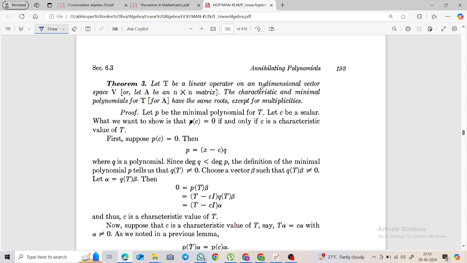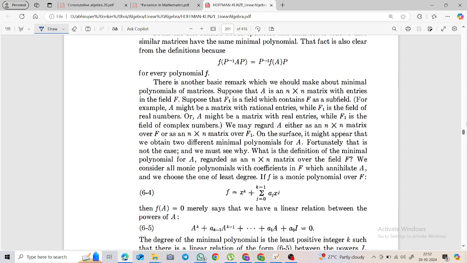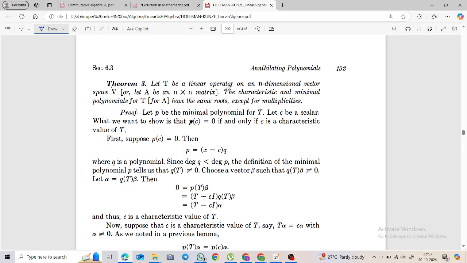Let T be a linear operator. Theorem 2 I think we did in the last class. Theorem 2, yeah, it was done. So let T be a linear operator on an n-dimensional vector space V, or let A be an n cross n matrix. The characteristic and minimal polynomial of T have the same roots except for multiplicities.